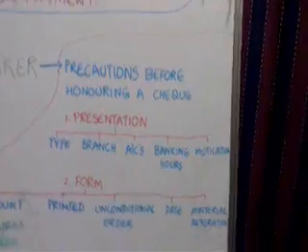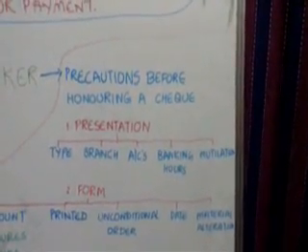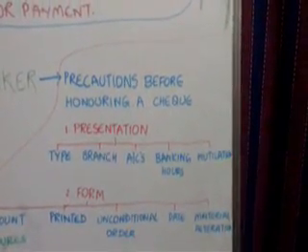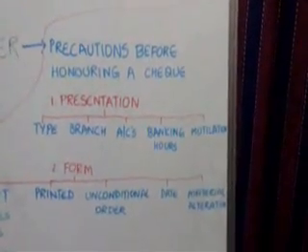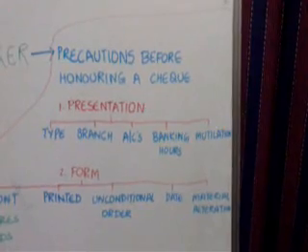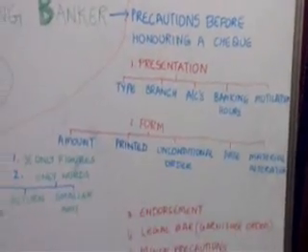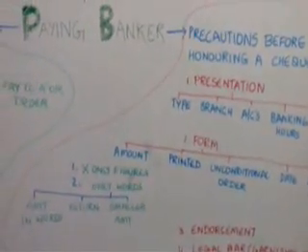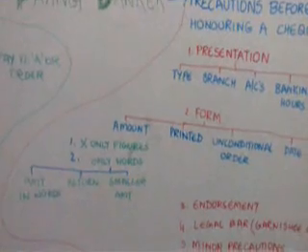Now the check has to be presented during the banking hours, that is the working hours of the bank. Next comes mutilation. If the check is torn beyond recognition or beyond what the banker considers proper, then it can be returned or dishonored. Next is form. Now the amount in the check might be deficient, might be different from what it is in figures and in words.